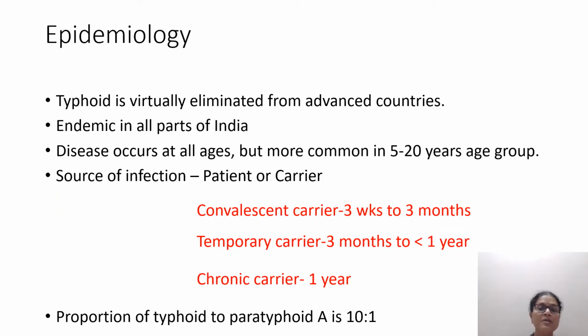Talking about the epidemiology of typhoid, in advanced countries where proper sanitation facilities and treated water supply are available, typhoid is virtually eliminated. But it is endemic in all parts of India. Disease occurs at all ages, but more common in 5 to 20 years age group.